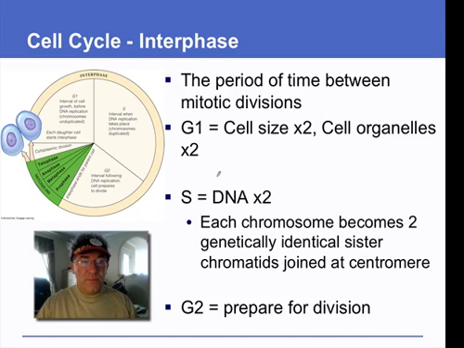G1, which is over here, is where the cell doubles in size. If you think you're going to replicate a cell and divide it in two, then you have to double its size to start with, otherwise you're going to end up with two half-size cells. Similarly, you need to replicate all the organelles in that cell, otherwise you end up with only half the number in the next cell, so everything has to double.